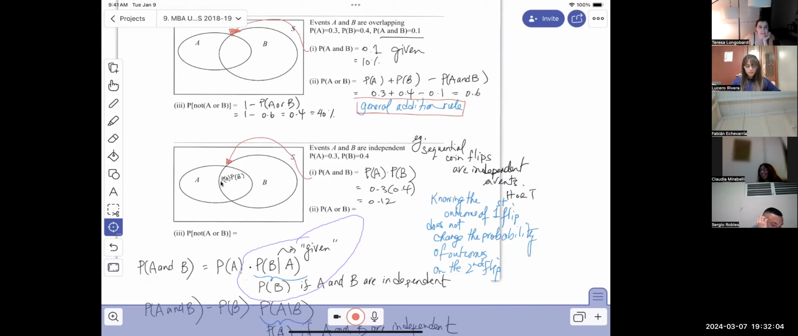Oh, can you see my cursor? Yes. This is the definition of independent. Knowing A does not change the probability of B. That's a way to write it.